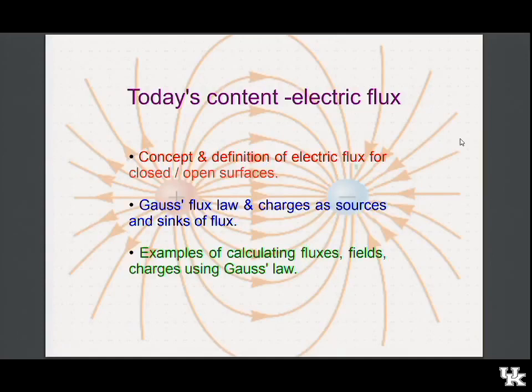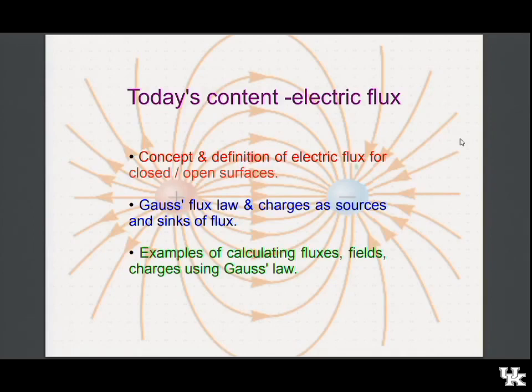So last class we introduced the electrical field that's produced by an electrical charge. It's a new abstract concept. This class we're going to introduce the electrical flux that's produced by an electrical charge. It's another new abstract concept. They're related concepts. They're different ways of thinking about electricity.